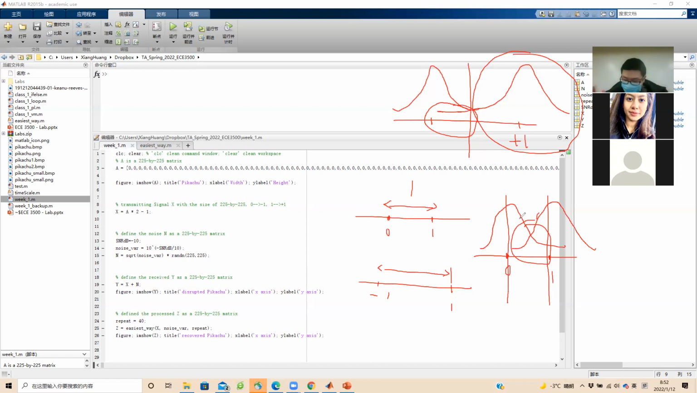So the reason is that we want the distance between these two symbols to be larger. Is that what the equation is doing, just making the distance larger so we can tell apart the signals? Yeah, that's correct. Okay, got it. Thank you.